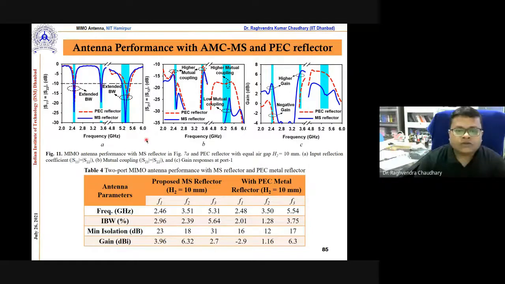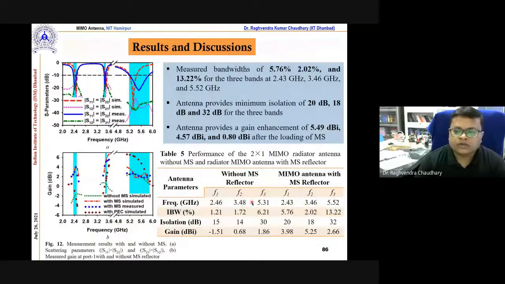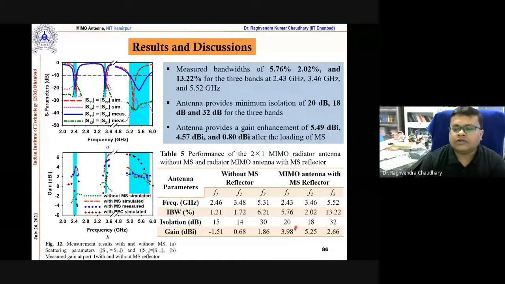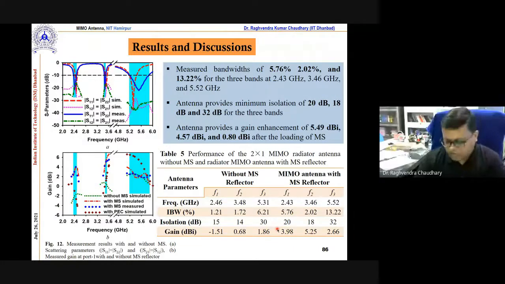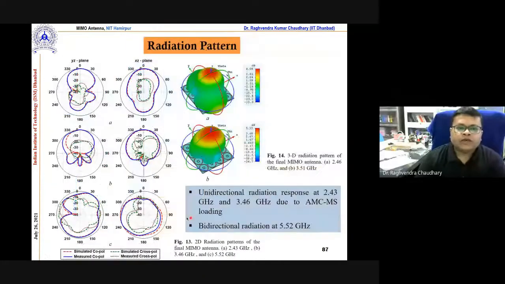So this is the overall result. Here you can see the comparison, with and without the metasurface reflector. This antenna could be useful for many multi-band applications. And this is the radiation pattern. It is a directional radiation pattern, very stable across frequencies.